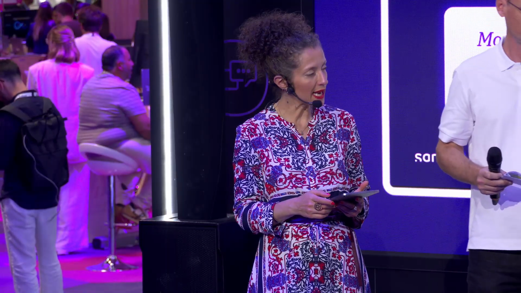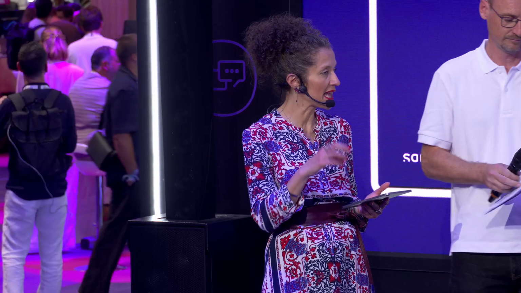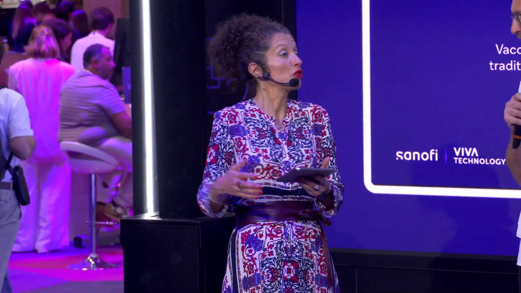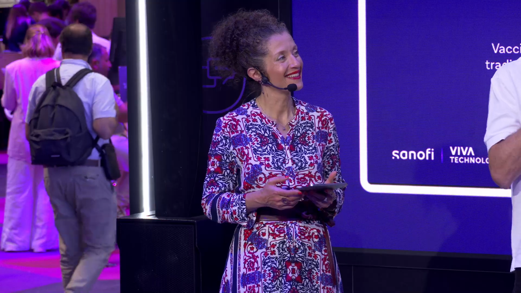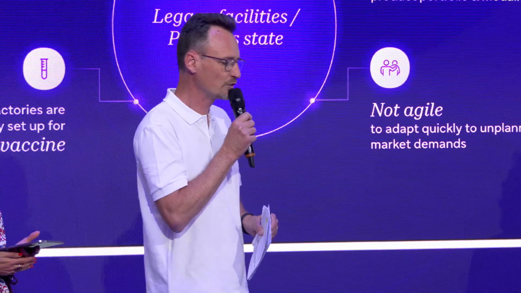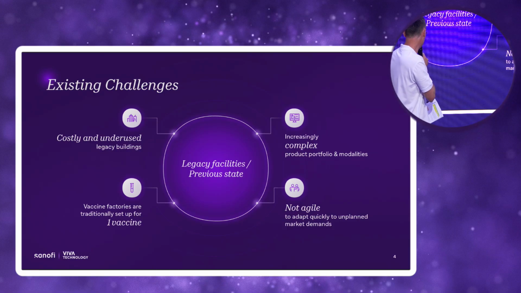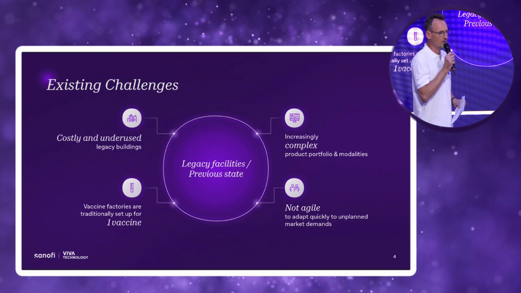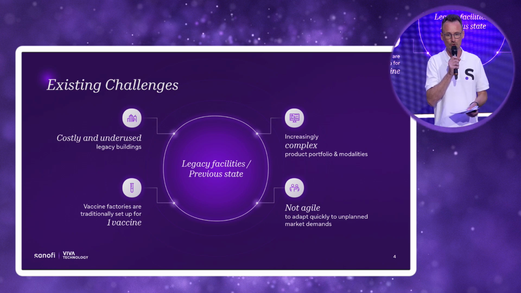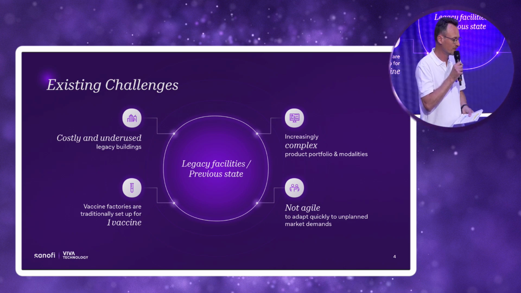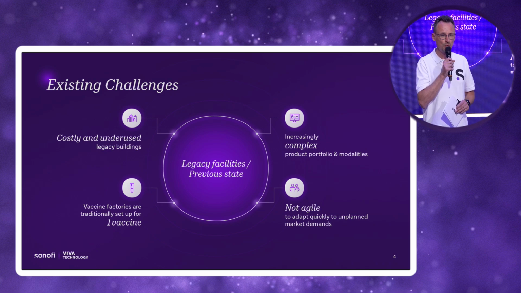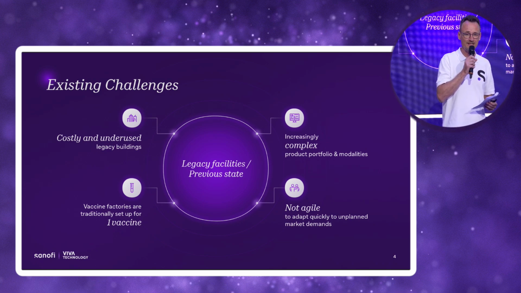That's very interesting. And how innovative is this next generation manufacturing building compared to, let's say, the traditional ones? Yeah, traditional buildings face several limitations. The first one is that they are designed for a single product, making them costly and underused, of course, when our portfolio changes for any reason. Legacy facilities lack the agility to adapt quickly to an unplanned market demand.